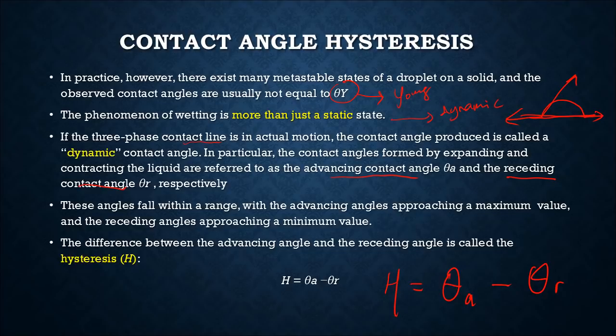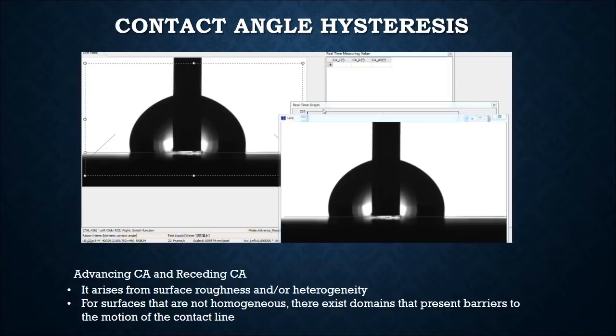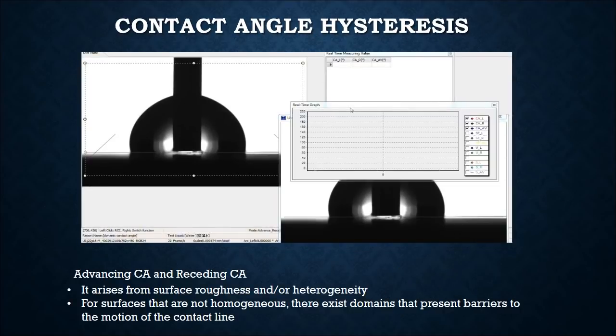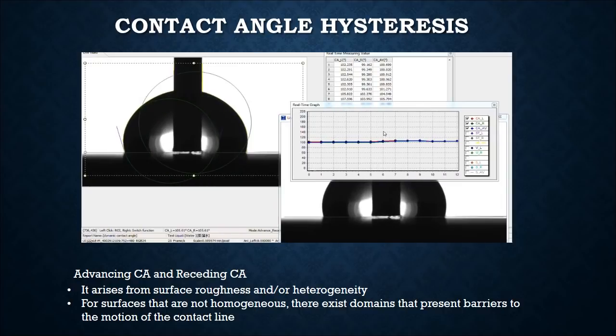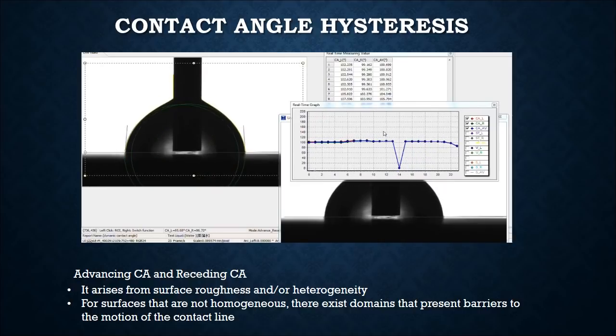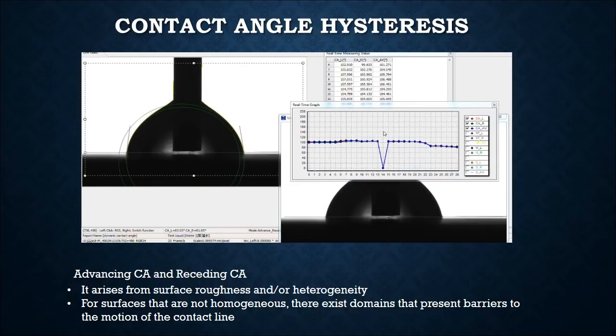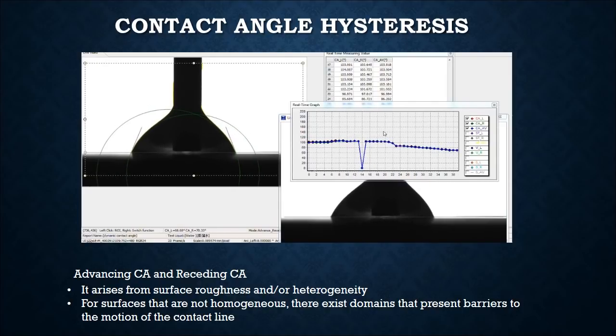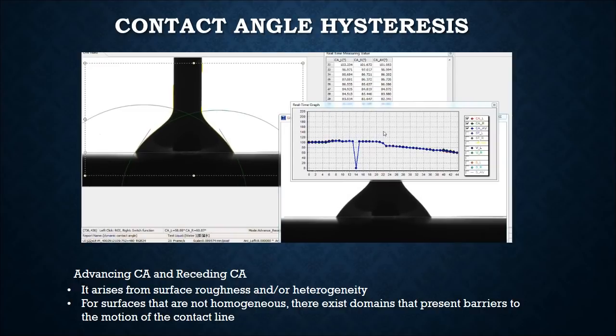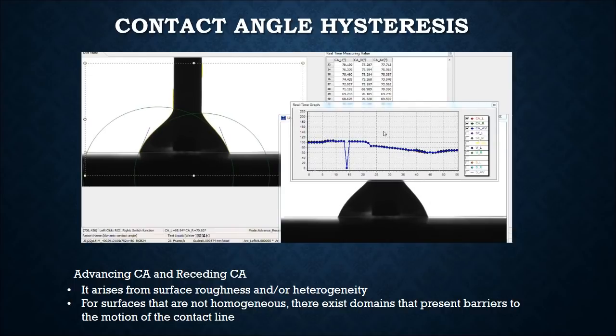How you measure advancing contact angle and receding contact angle, we will cover in the next slide. This slide shows you an example of measuring advancing and receding contact angle. When you measure advancing contact angle, liquid is introduced into the droplet, and the maximum angle made is the advancing angle. For receding, we withdraw the liquid from the droplet, and there will be a minimum contact angle which is recorded by the machine.